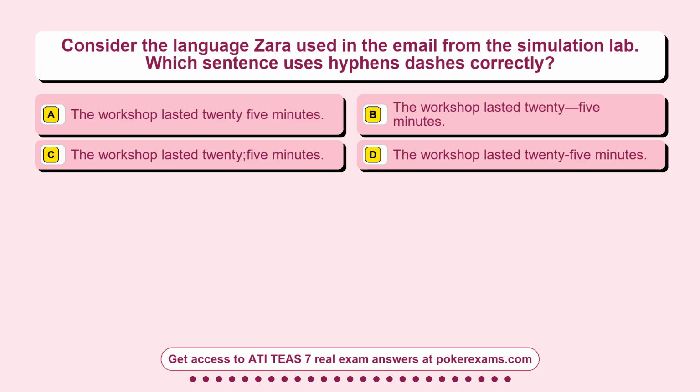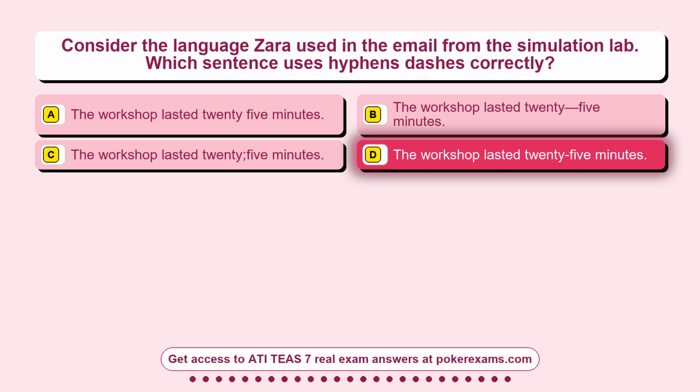Question 13. Consider the language Zara used in the email from the simulation lab. Which sentence uses hyphens-dashes correctly? Option A. The workshop lasted 25 minutes. Option B. The workshop lasted 25 minutes. Option C. The workshop lasted 25 minutes. Option D. The workshop lasted 20-5 minutes.